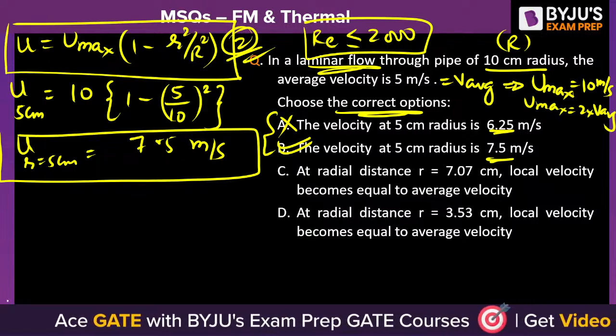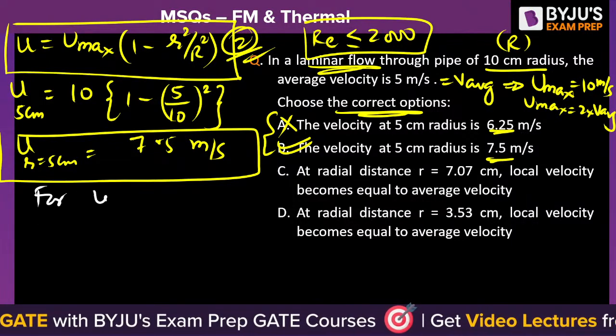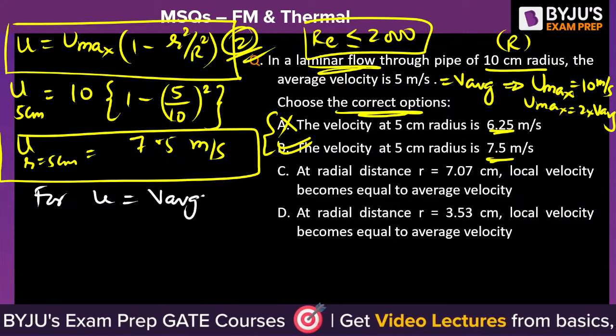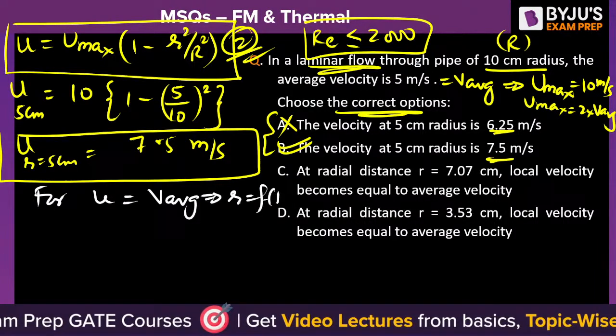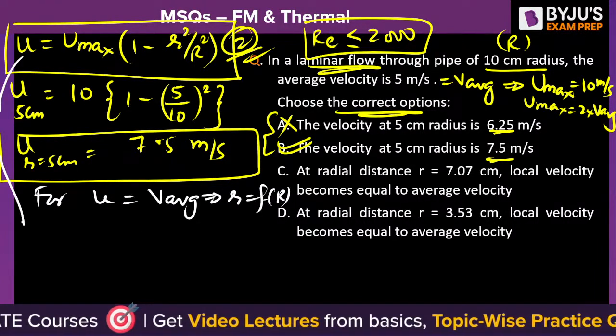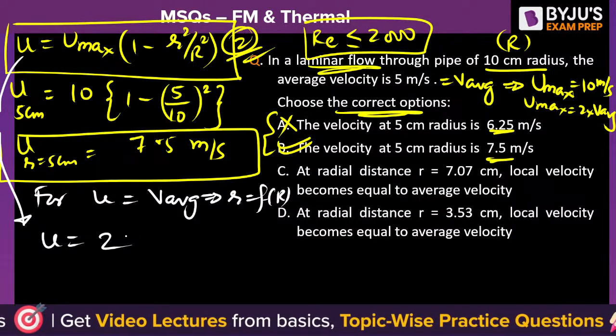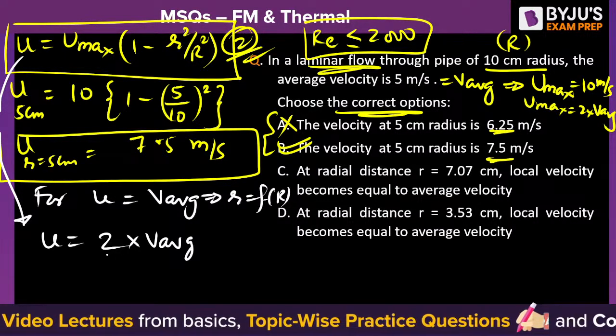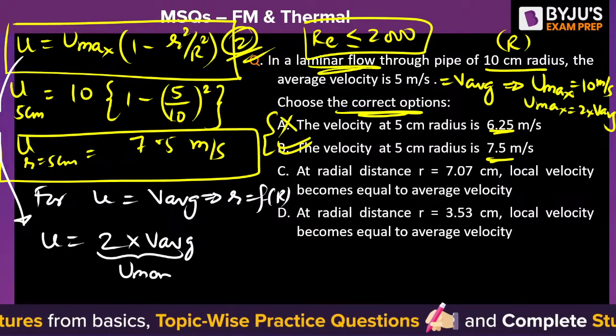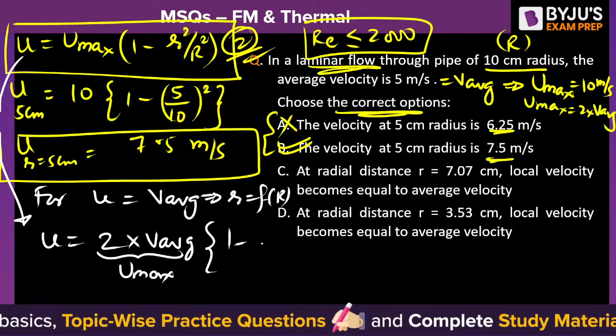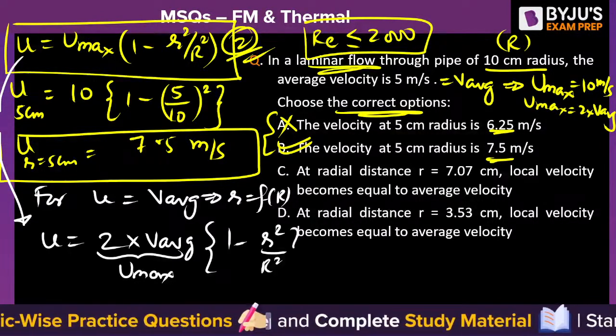Now at a radial distance of r, the local velocity becomes equal to the average velocity. For local velocity to be equal to average velocity, U equal to V average, what is the value of r in terms of capital R? So we can use this: U is equal to twice of V average, that is the maximum velocity, into 1 minus r square by capital R square, right?